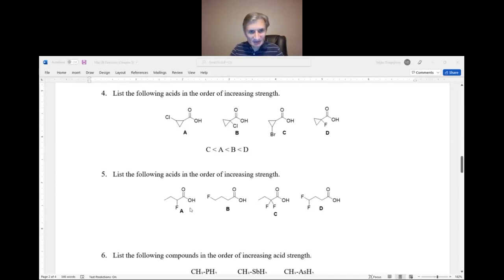And so when we look at these, what we can see here is that we have all fluorine, so no problem there. But what do we have here? We have this fluorine that is, again, we're looking at the OH group, 1, 2, 3, 4, 5 bonds away. That's almost negligible effect. So that's going to be the acid of least strength. And then we have these 2 fluorines that are again 1, 2, 3, 4, 5 bonds away each. But this effect is going to be a little bit stronger because there are 2 of them.